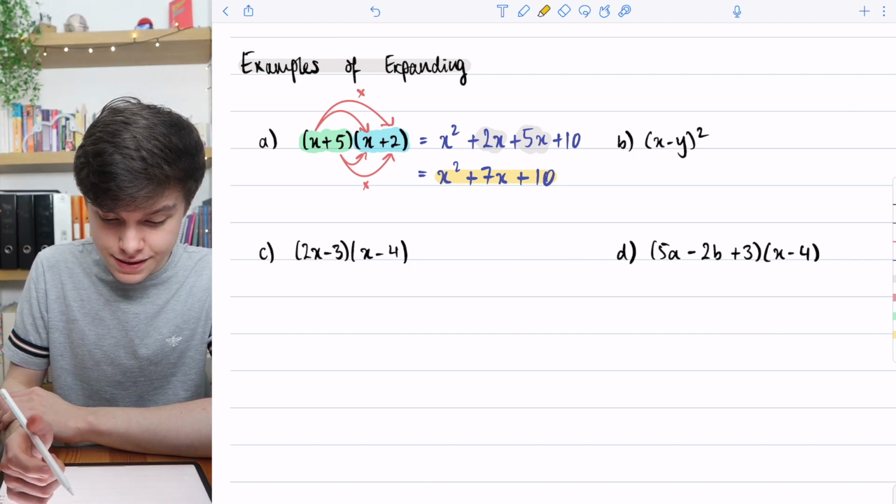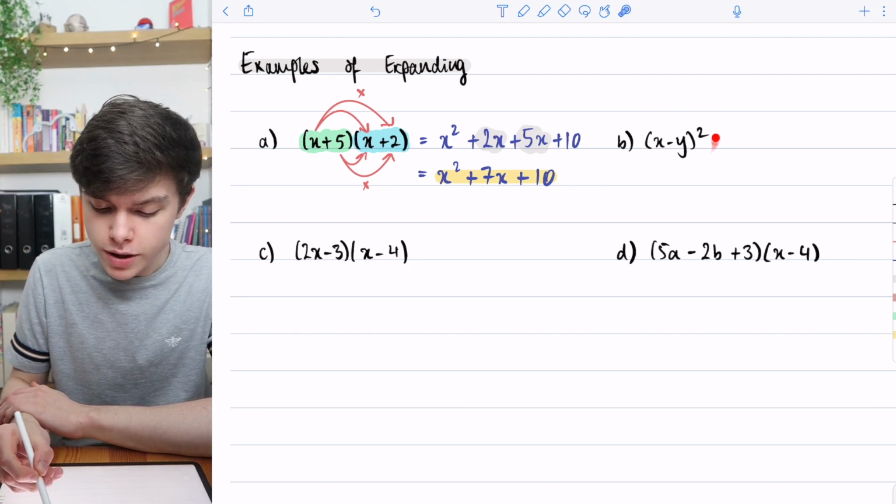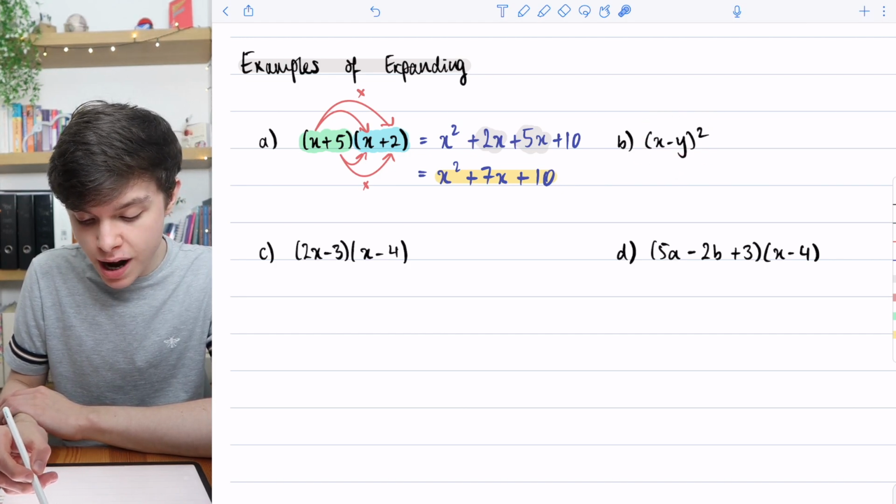Alright, let's have a look at the second example. Now here, we've only got one bracket. We've got one bracket squared.